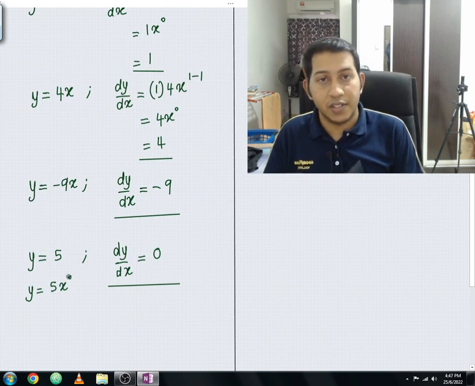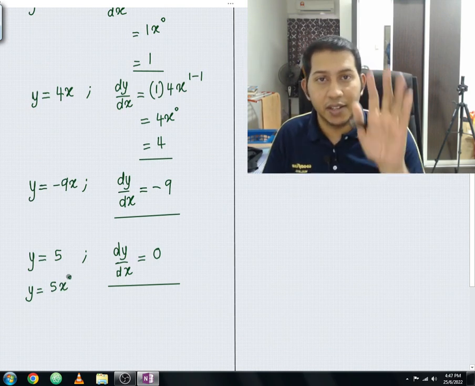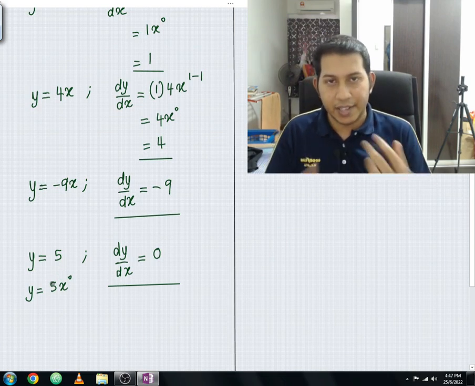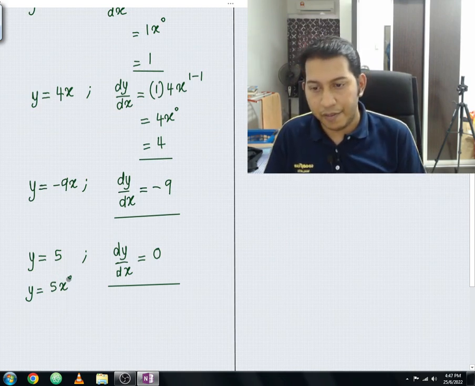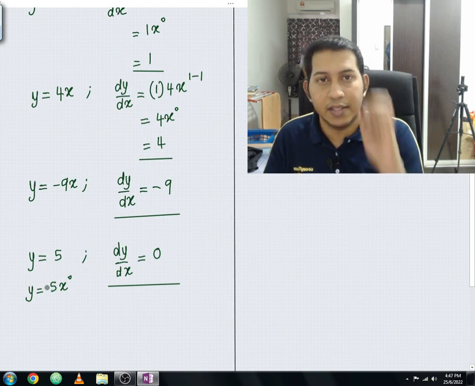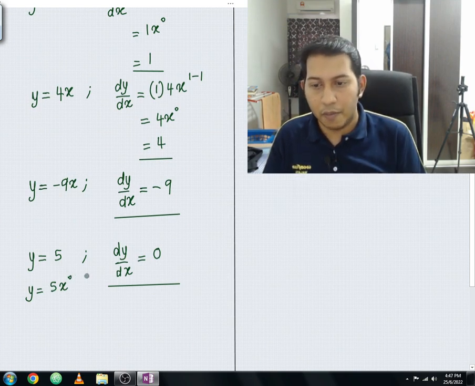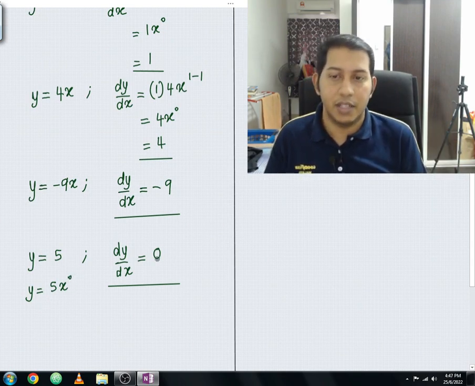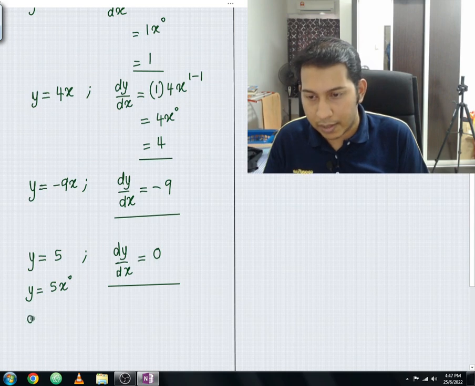X to the power of 0 is 1. 5 times 1 is 5. So can you get the relation between this? When you differentiate this, 0 times 5 is 0. So the power of minus 1, no matter what the power is, when you times it with 0, everything becomes 0. Let me show you the proper working, guys.